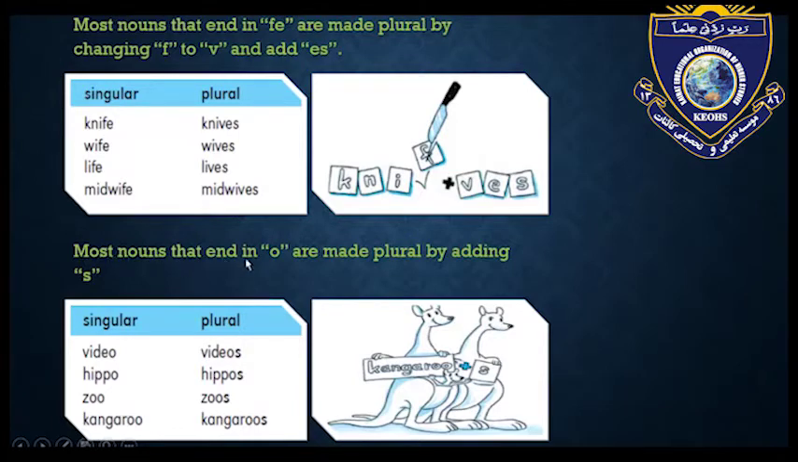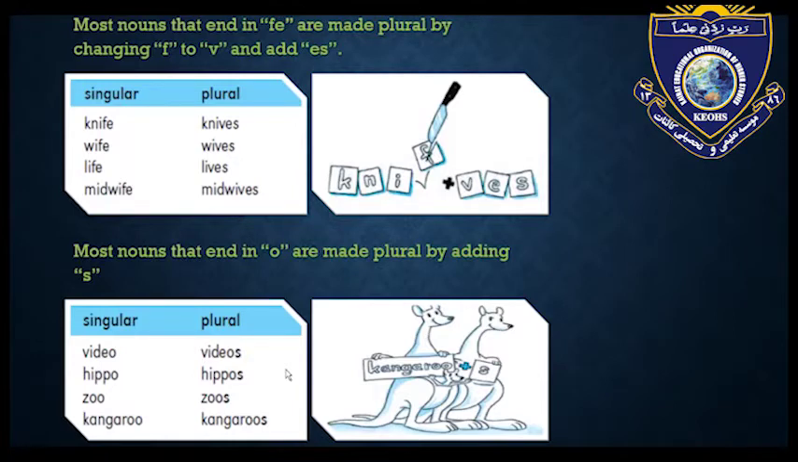Most nouns that end in o are made plural by adding s. Look at the singular form, look at the plural form. We have video. When you want to pluralize this one, video changes to videos, hippo changes to hippos, zoo changes to zoos, kangaroo changes to kangaroos. These are the tips, these are the ways that you are going to pluralize your nouns.